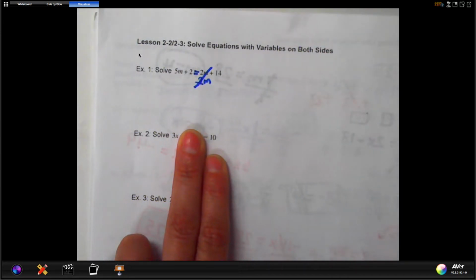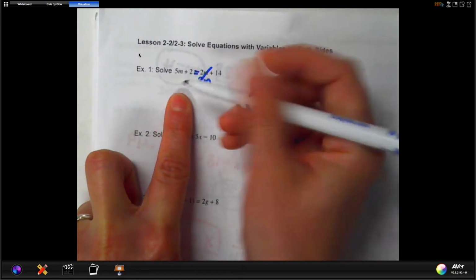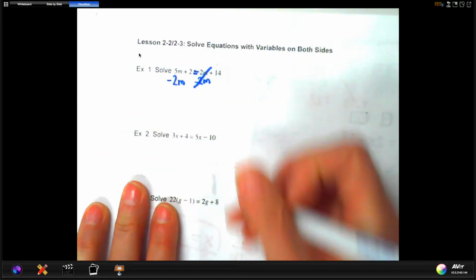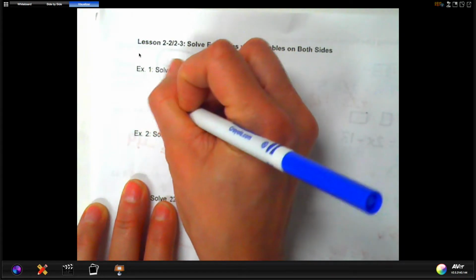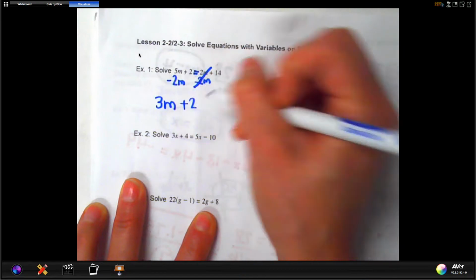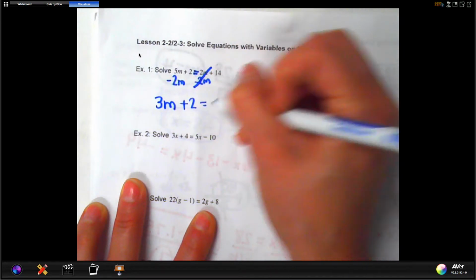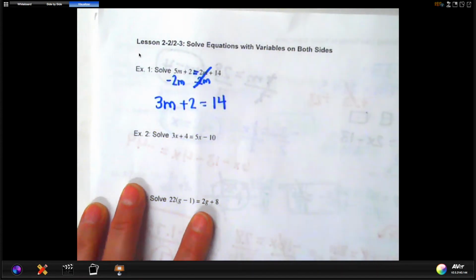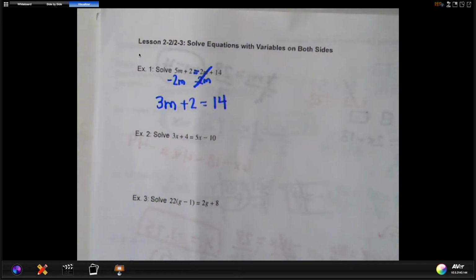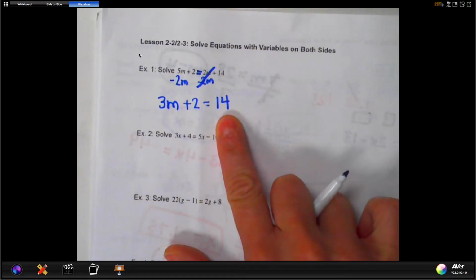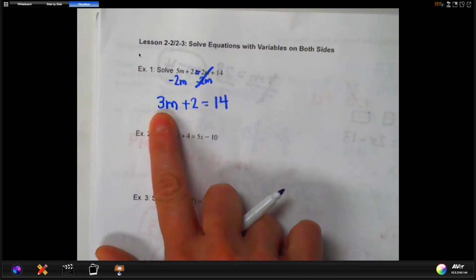Then to get it to go over to the left side, you have to do it from your 5m as well. So you're going to subtract 2m from 5m. So 5m minus 2m is 3m. Now you're going to bring down your plus 2 because you haven't used that yet, and your equal sign, and over here you have a positive 14, so you can just write that as 14. And now already you have what we've been working with, and that's a two-step equation. So m is on our left side, right? 14 is safe. So we have to get the 3 and the 2 out of this side.